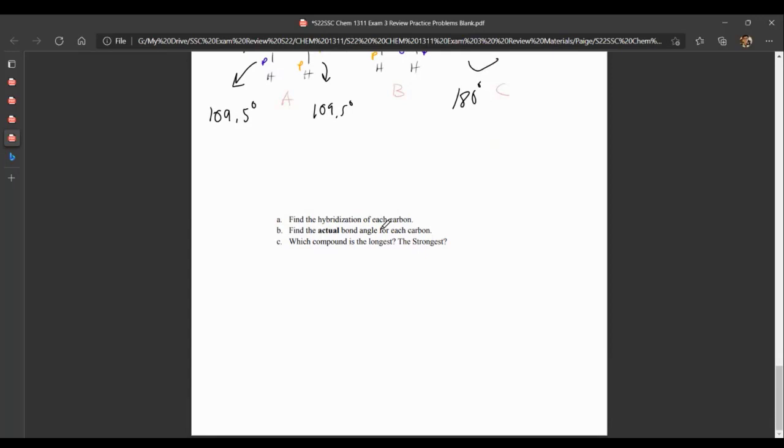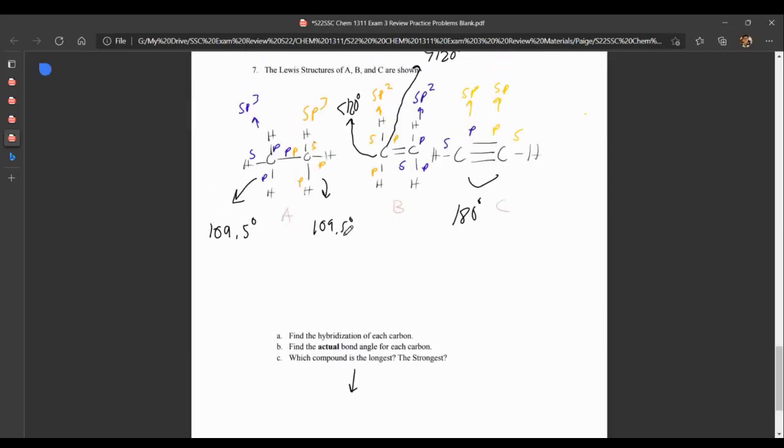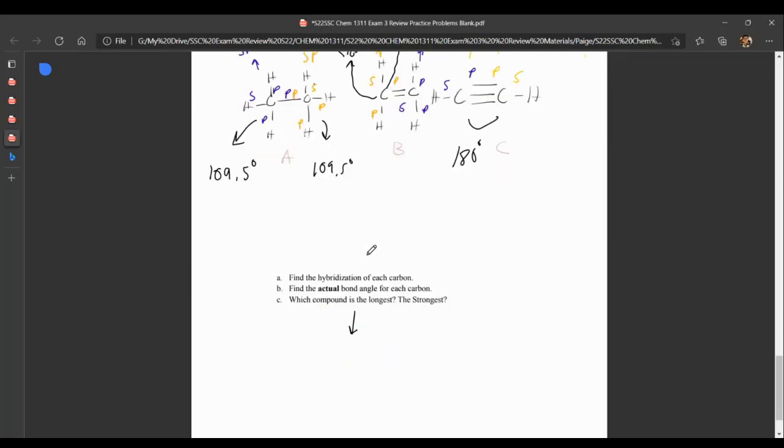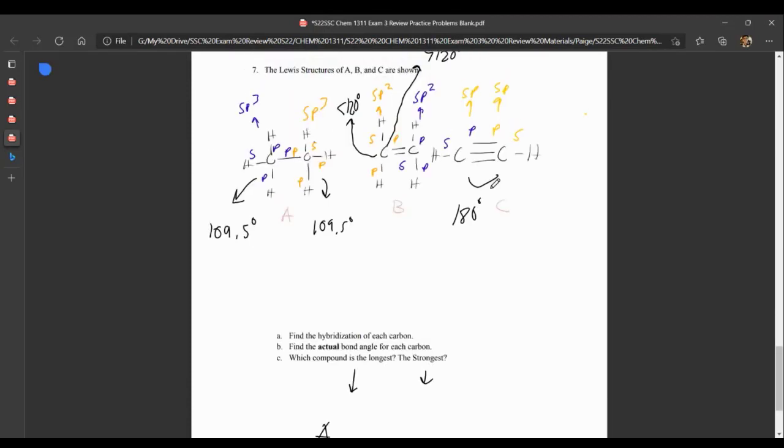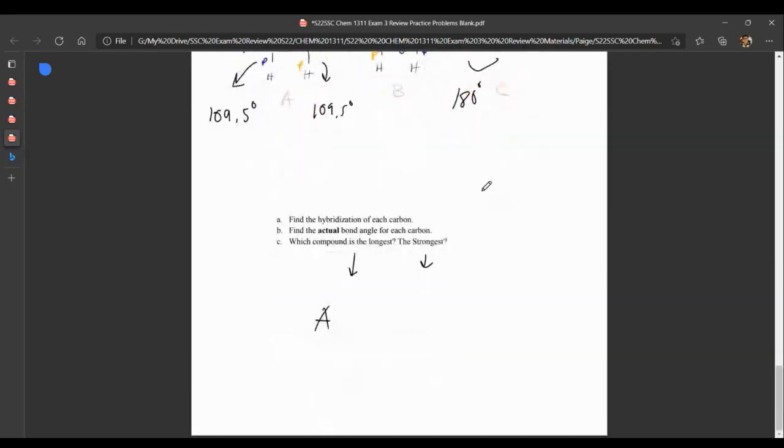Okay, so we found the hybridization and the actual bond angle. So which compound is the longest and the strongest? If you remember, usually the single bonds are the weakest and the longest, because they don't have that much energy attracted to them. So the longest would be compound A. And then the strongest one would be the one with the most bonds, which is going to be compound C because it has a triple bond. And this one would also be the shortest.